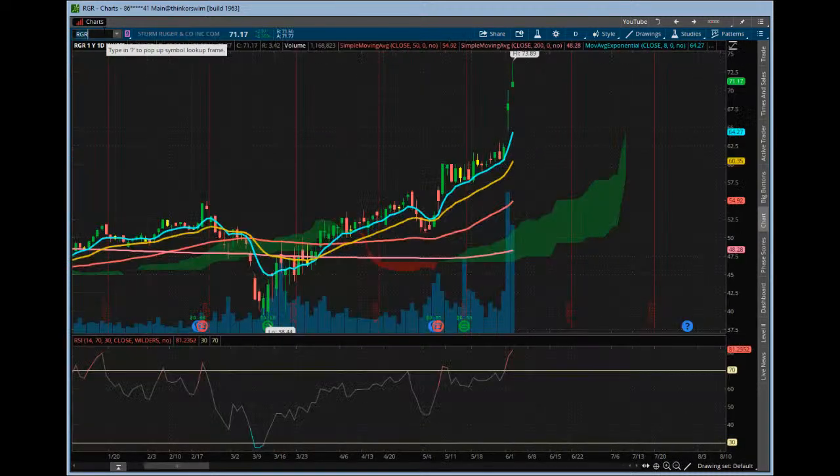RGR. Hey, good job on this one. I knew you mentioned this the other day. This is a great follow through to the upside on that one. Good job on that one.